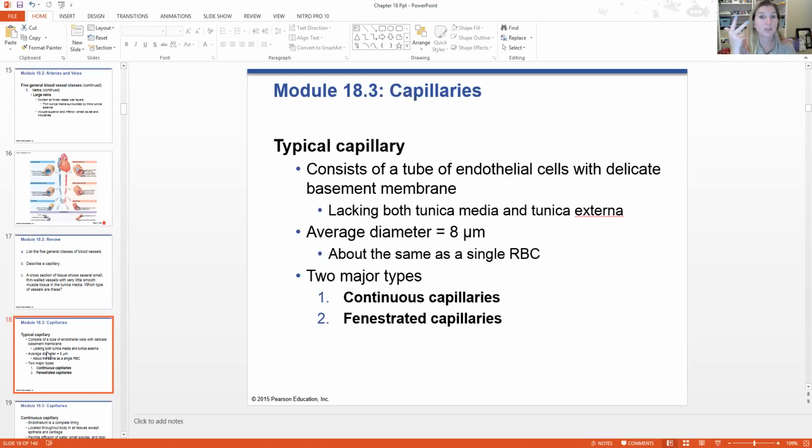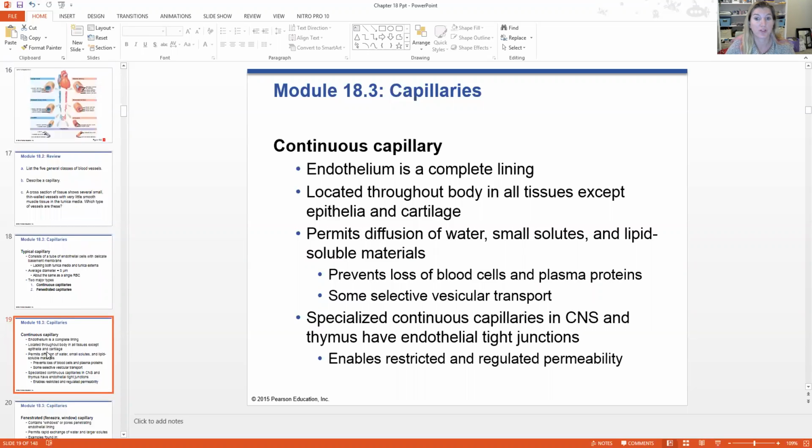There are two major types of capillaries. You have continuous capillaries and fenestrated capillaries. Continuous capillaries are ones where there's a complete endothelial lining. Again, the cell tube. This is the majority of the body, except our epithelia and the cartilage. This is where water can diffuse, small solutes, lipid soluble materials, all can just squeeze right on through those cells and get to where they need to go.